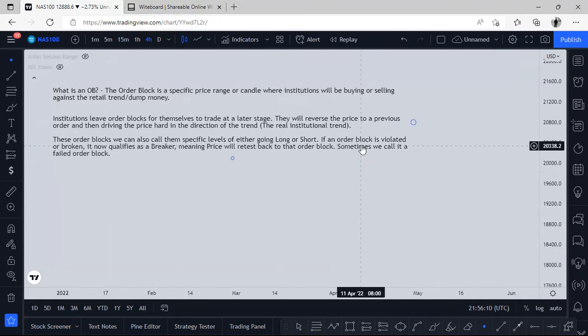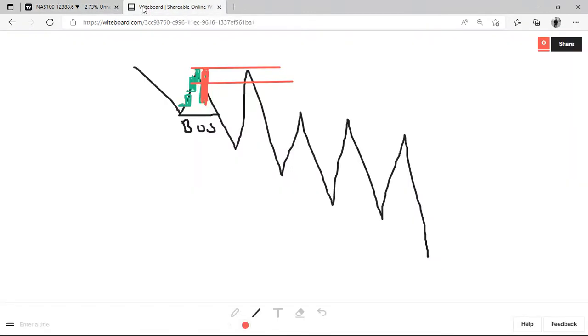If an order block is violated or broken, it qualifies to be a breaker block, meaning the price will go back and retest that order block. Sometimes we call it a failed order block. So I'm not going into breaker blocks today. I'll make a video concerning breaker blocks, because we need to identify them on the chart, and today I'm just going to identify order blocks.